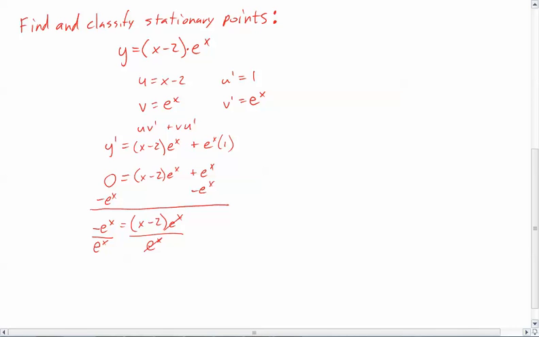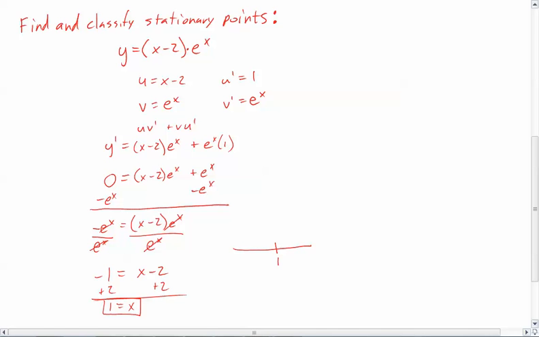So if we divide both sides by e to the x, then we'll get negative 1 equals x minus 2. And if I add the 2 to both sides, then I get 1 equals x. That is my stationary point. So now I'm going to classify this at x equals 1.